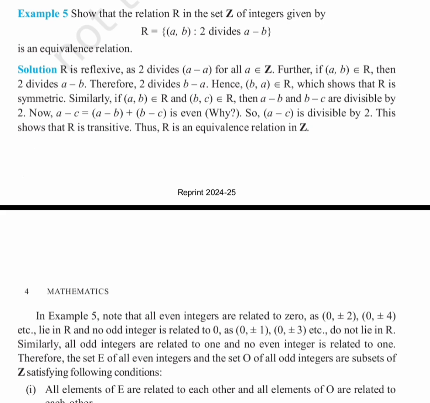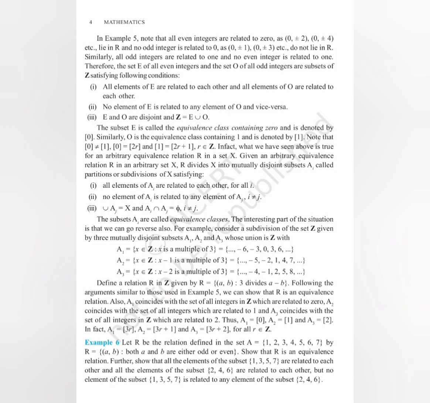Now we saw the proof. We are going to elaborately see the solution of this example. In example 5, note that all even integers are related to 0 as 0, plus or minus 2, 0, plus or minus 4, etc. That means they are saying that even numbers, 2, 4, 6, etc., lie in R, that means lie in the relation, and no odd integer is related to 0. That means 0, plus or minus 1, 0, plus or minus 3, etc. do not lie in relation R.